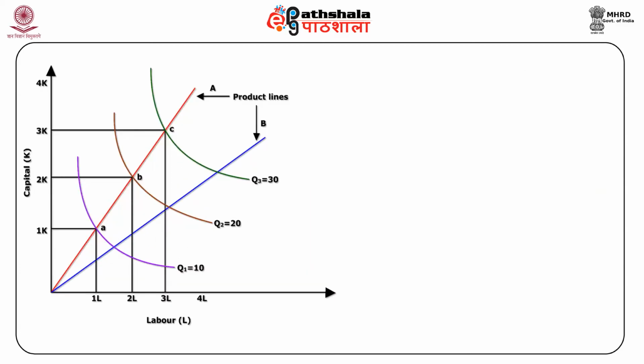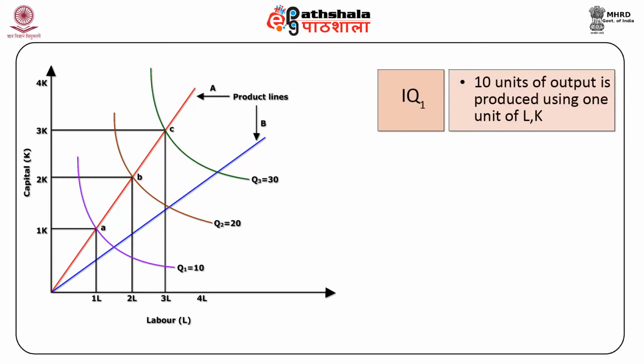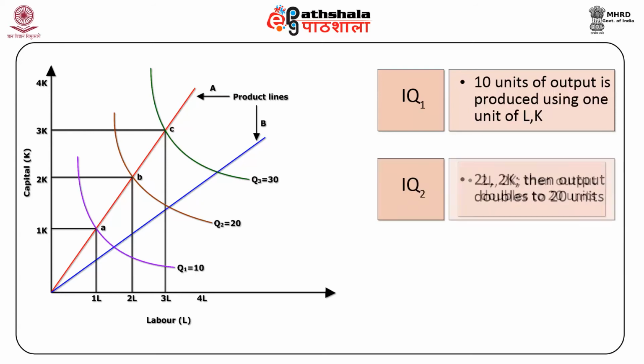Consider the figure. As represented, 10 units of output depicted by IQ1 is produced using 1 unit of labor and capital. But when the labor and capital were doubled, that is, to 2 units each, then the output depicted by IQ2 also doubled, that is to 20 units.